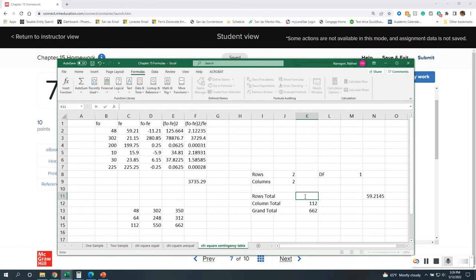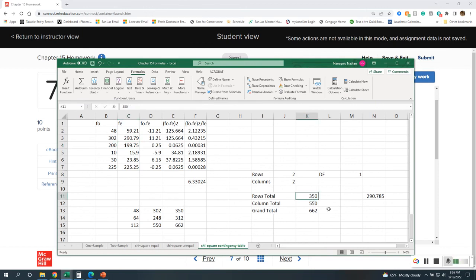The 302. So, again, row total is 350. Bottom column is 550. So that actually comes out to 290.785. So again, I'm just going to do 2 decimal places. There we go.